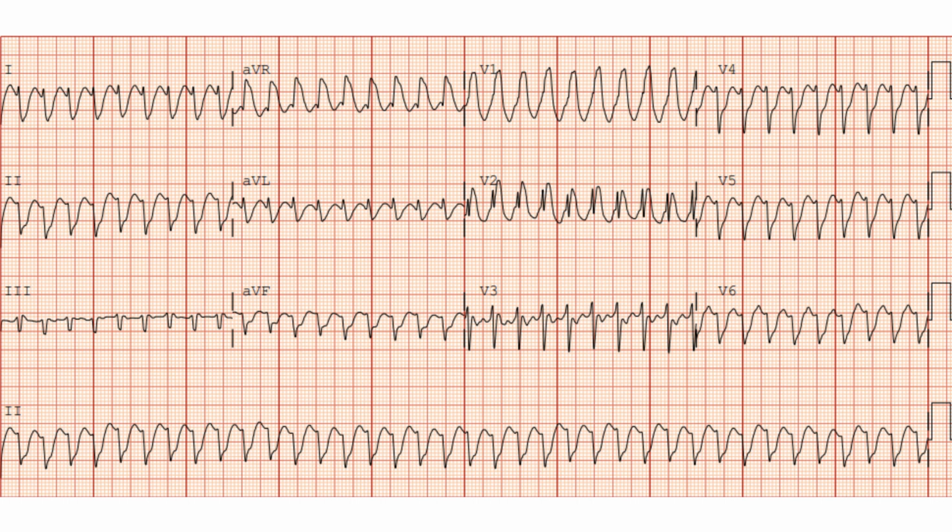He went to sleep, and we did 200 joules of synchronized cardioversion, which worked for about 10 seconds. He went back into normal sinus rhythm, then he went back into the wide complex.